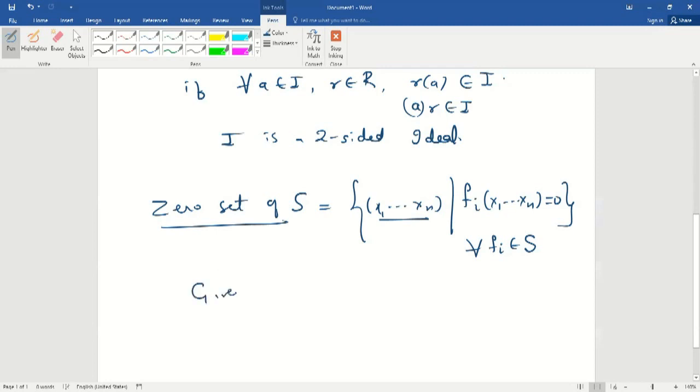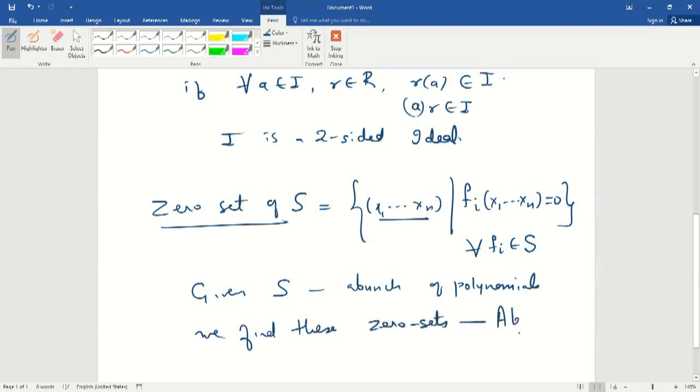So given a bunch of polynomials, we find these zero sets, and these are called algebraic sets, what I mentioned in the first part. If these algebraic sets are coming from an affine space, obviously these are coming from k^n, therefore this is called an affine algebraic set. Right? So I have to give examples.